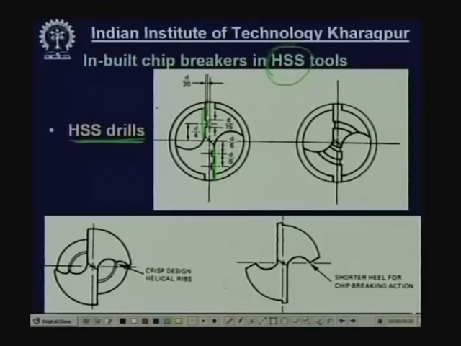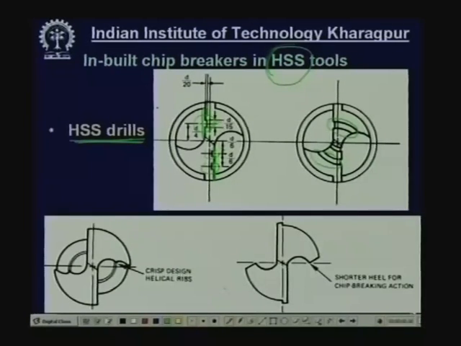What is done along the cutting edge, some grooves are cut. Here you see the grooves are cut on the main cutting edge. These grooves can be cut along the rake surface in this diagram, along the rake surface or along the flank surface, both are possible.